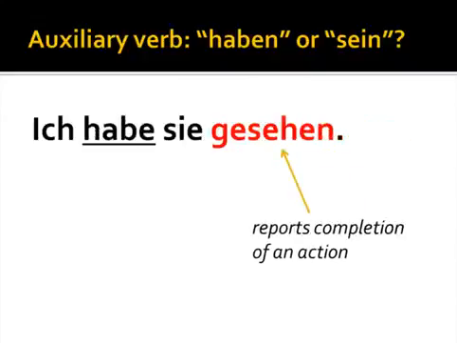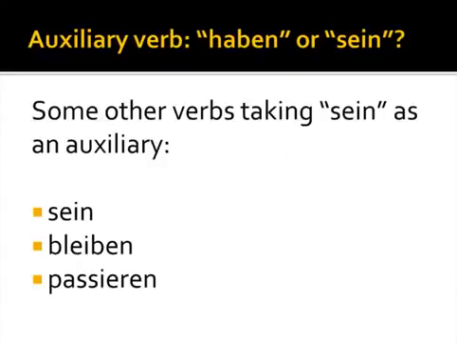Now otherwise, if the past participle just shows some type of completed action, like the one you see on the screen here, ich habe sie gesehen, I saw her, or I saw them. There's no motion, there's no change involved. Generally, with those, we simply have to use some form of the verb haben as a helping verb. There are, of course, a few exceptions to this rule. And those are some of the ones that you see on the screen.